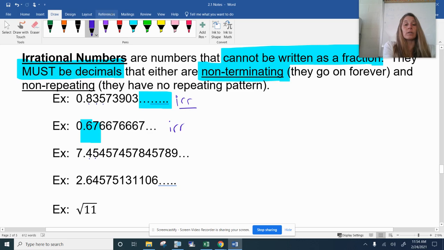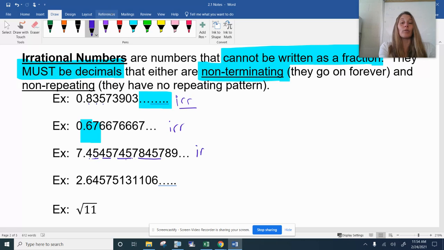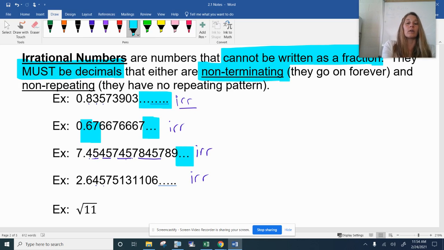This one again, of course, 4545, but then it changes to 745, then it goes 7845. Again, there's a change in there. It's not repeating the same thing over and over. This one here, 64575, just random, so that's definitely irrational. Noticing all of these are continuing on, none of them are terminating.